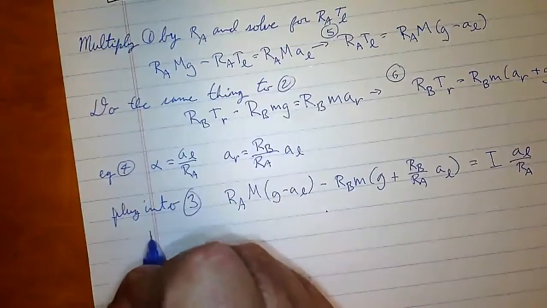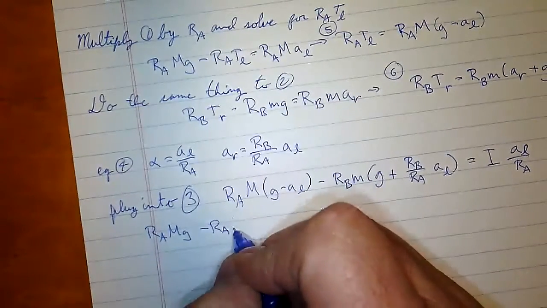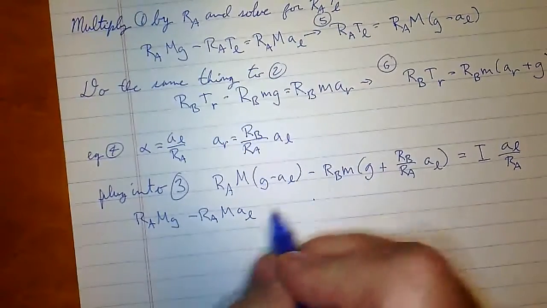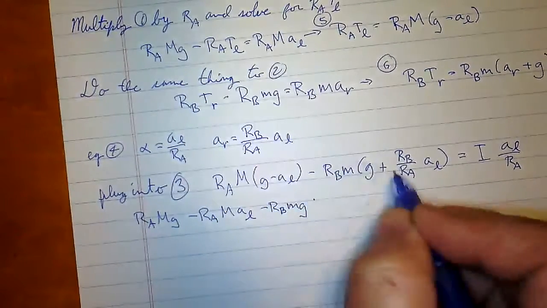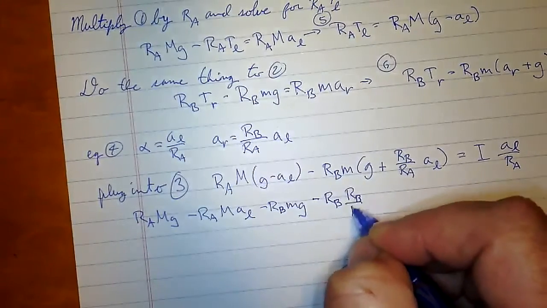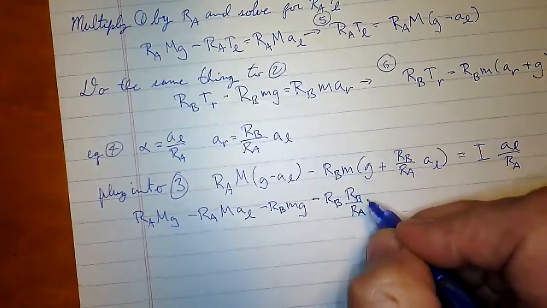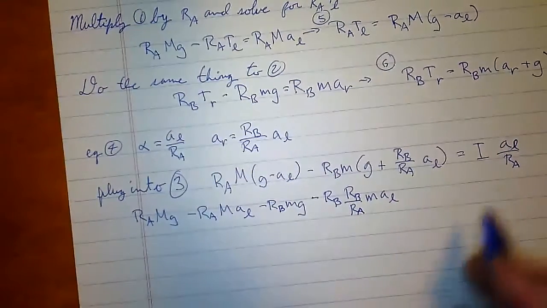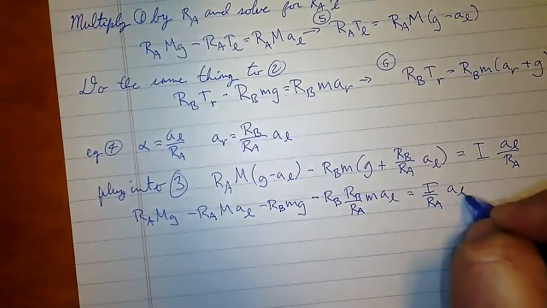So when I multiply all this out, I'm going to get RAMG minus RAM AL, that's RAM times negative AL. Now this negative is going to be negative RB lowercase mg negative RB times RB over RA times AL, left out the M, times M times AL, and then equals I over RA times AL.